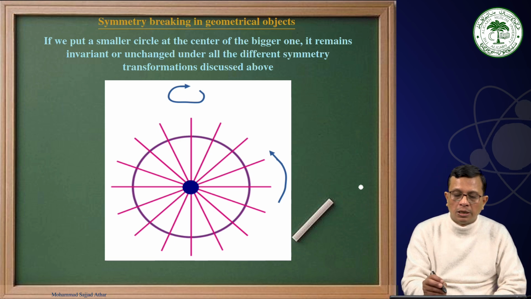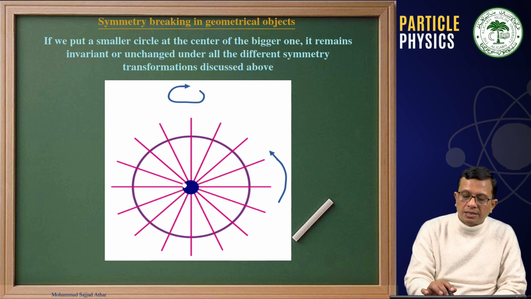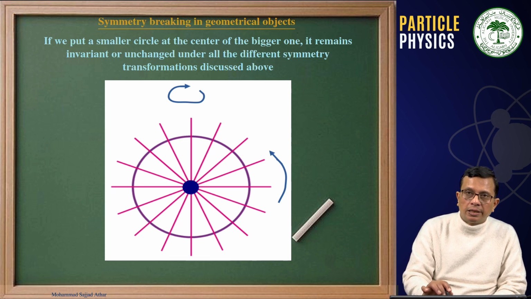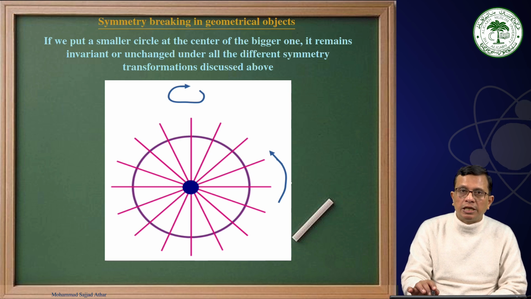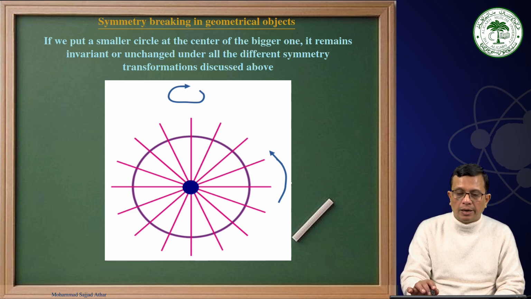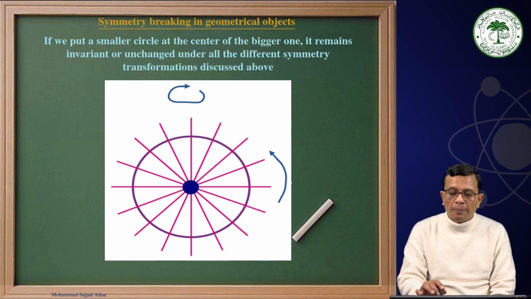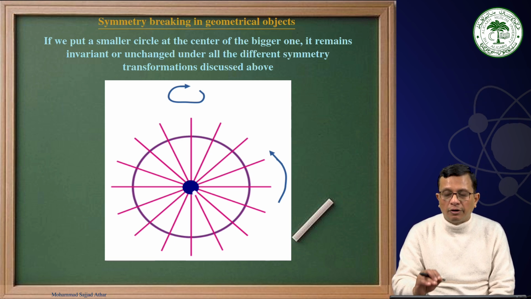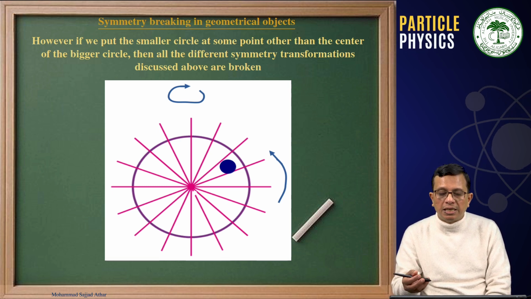Suppose I am talking about a cycle which has equally spaced spokes, and we have the center of this cycle where we have a steel ball at the center. Now, if this is rotating, then what I have told you is that during translation, we won't be able to make any distinction. It will be indistinguishable, that means unchanged under all the different symmetry transformations which we have discussed earlier. But as I move this steel ball to any of these sides, like here, and then talk about rotation, we see that the symmetry has gone.